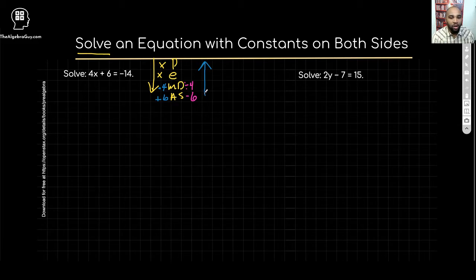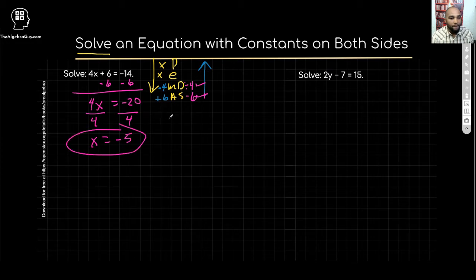So let's look at our blueprint over here. We start from the bottom and we subtract 6 first. So I'm going to subtract 6 on both sides, leaving me 4x equals, because 6 minus 6 is 0, negative 14 minus 6 is negative 20. Okay, I'm stuck. What do I do next? Oh, I already did my minus 6. Now I divide by 4. So I'm going to divide by 4 on both sides. And that gives me x equals negative 5. So that's what x has to be in order to make this equation true.